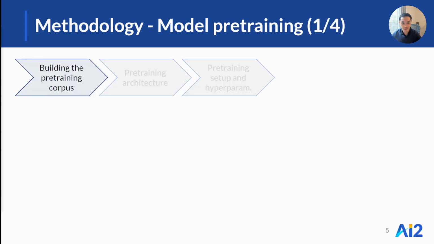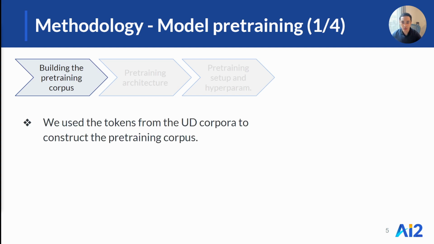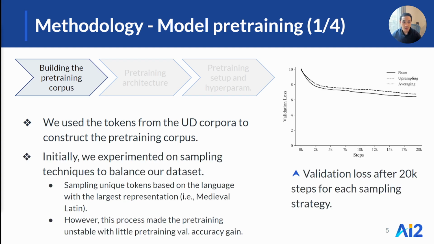So for model pre-training, there are 3 major steps: building the pre-training corpora, setting up the architecture, and the pre-training proper. First, we use the tokens from the UD corpora to construct the pre-training corpus. Initially, we experimented with different sampling techniques to balance our dataset. One way we approached this is by upsampling other languages based on the number of tokens. So what we did is we augmented the dataset for different levels and types of upsampling and pre-trained as a test for 20,000 steps. We then tracked the pre-training and validation loss. However, we noticed that this made the pre-training quite unstable with little to no validation accuracy gain. So in the end, we actually just stuck with the default data distribution.